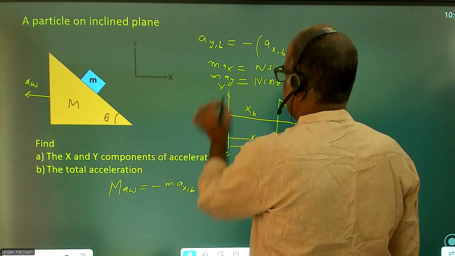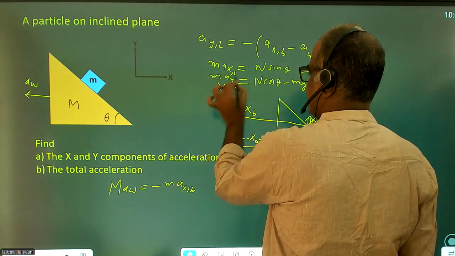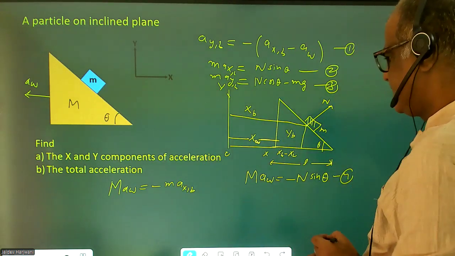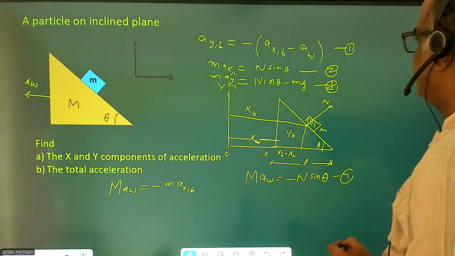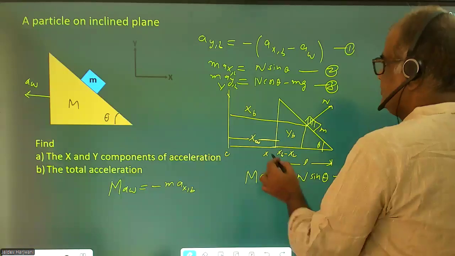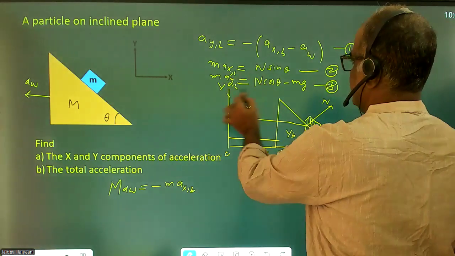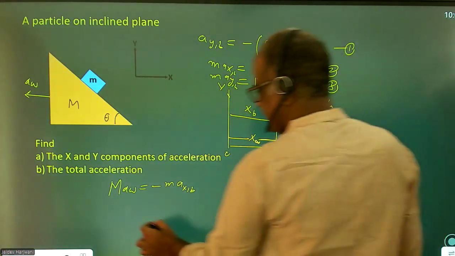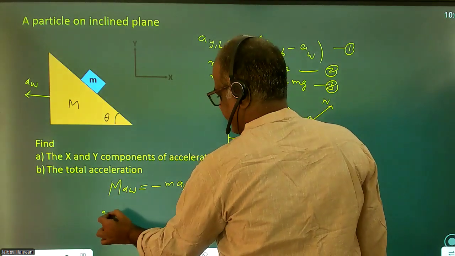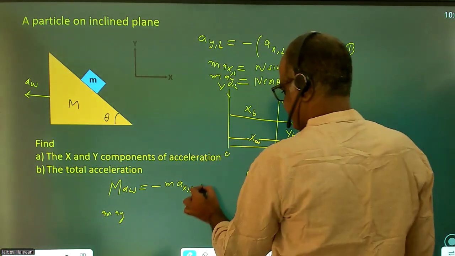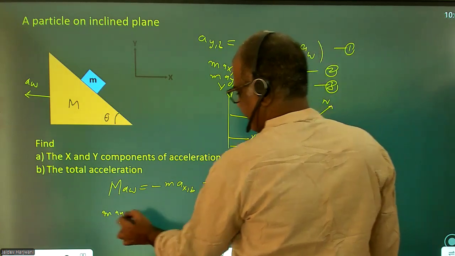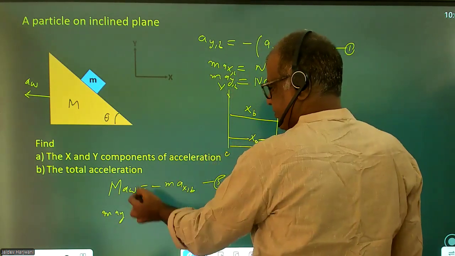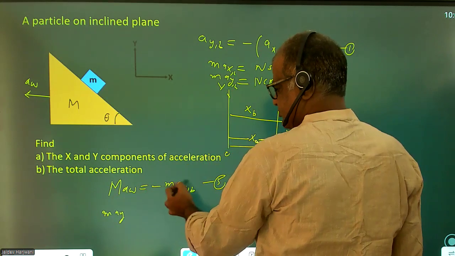These are the equations for the block. So this is my equation, and now I have to solve this one. This is my equation number 5, where I have the value of a wedge in terms of ax.